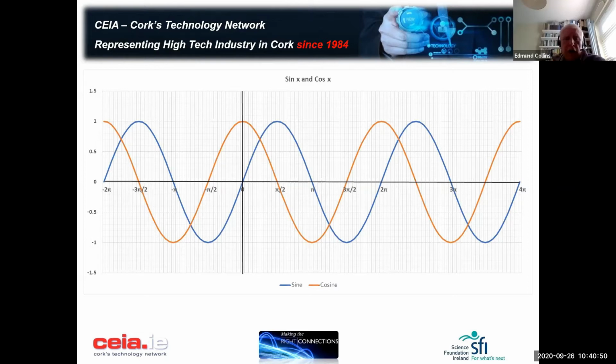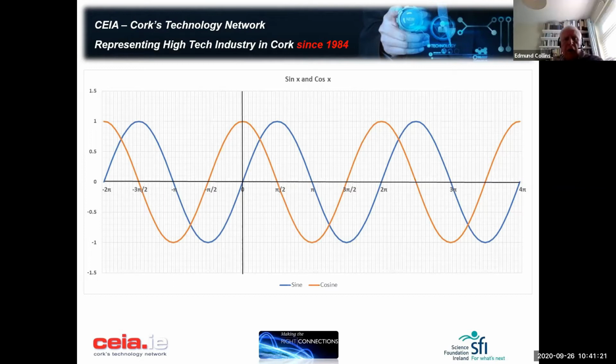But if you look at the sine of pi over 2 is 1, the sine of minus pi over 2 is minus 1. Sine is an odd function, because the sine of a positive and negative angle will have different signs. So that's something you can tell from this graph.